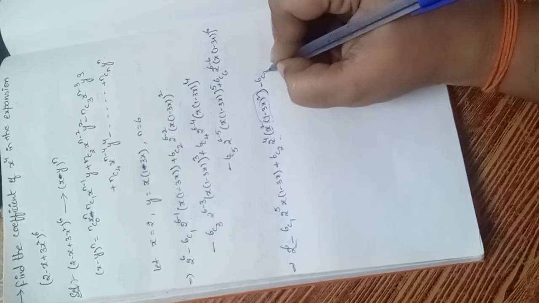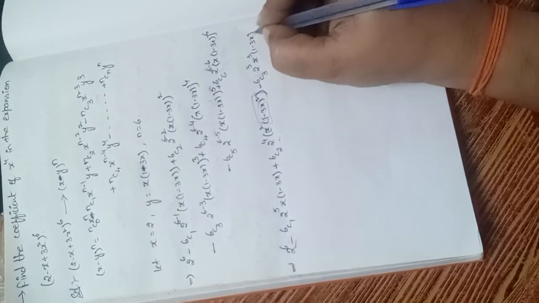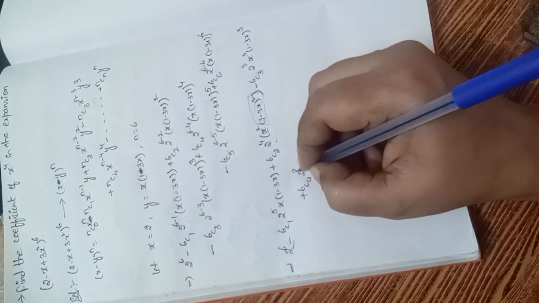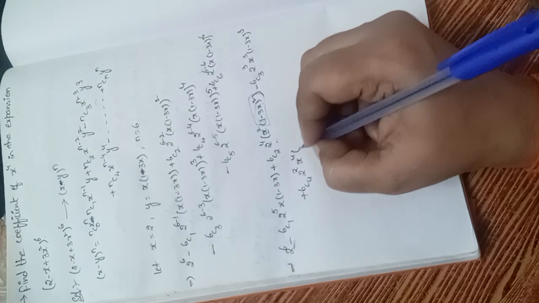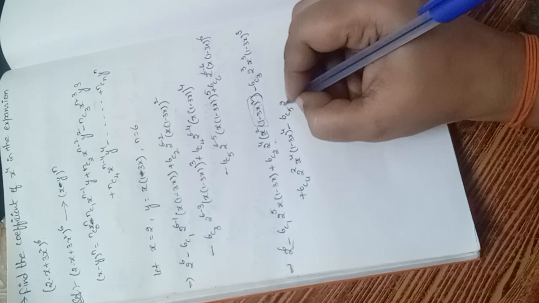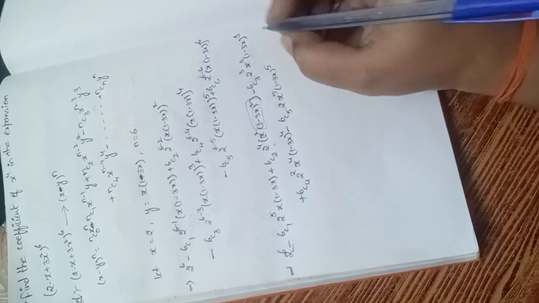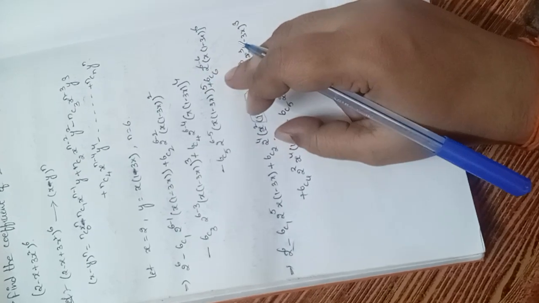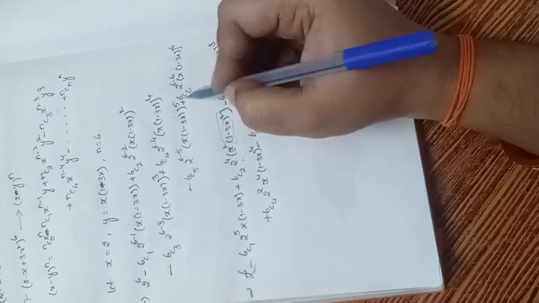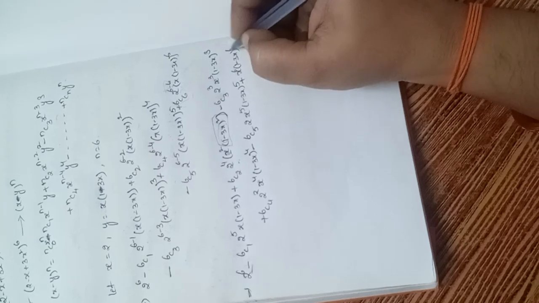So minus 6C3, 2 cube x cube into (1 minus 3x) whole cube, right? Next plus 6C4, 2 square into x power 4 into (1 minus 3x) whole power 4, minus 6C5, 2 into x power 5 into (1 minus 3x) whole power 5, plus 6C6 is 1 again. So here 2 power 6 minus 6 is 0, means 1. So what is left? X power 6 into (1 minus 3x) whole power 6.